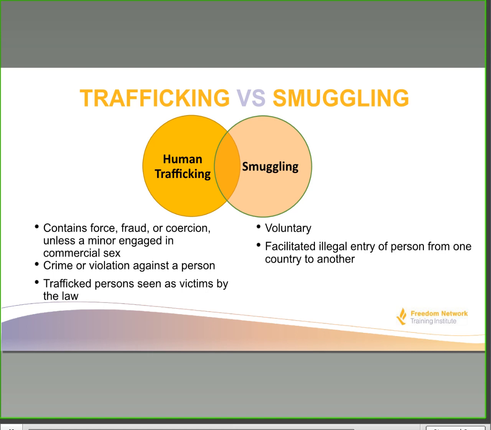Also important to mention is that although these are two very distinct terms, smuggling can sometimes lead to trafficking. So someone may have paid a coyote $5,000 to cross the border, but then the same person that they paid may then force them into sex trafficking, which we've certainly seen before. So they are two distinct terms, but one can become the other. Smuggling can become human trafficking.